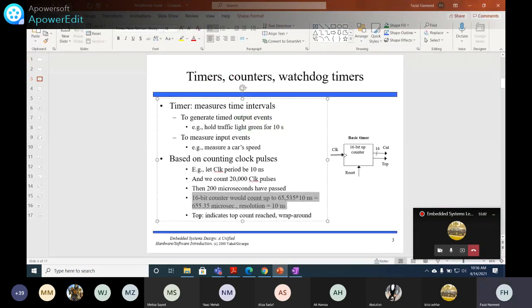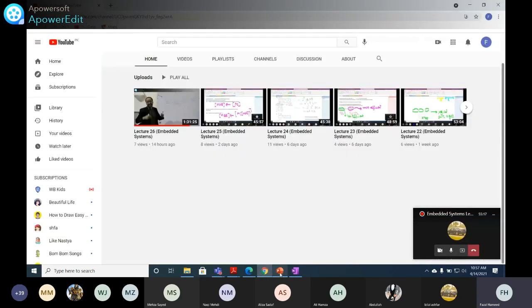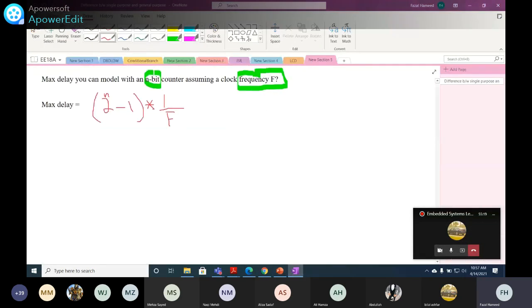Okay? Now there is also a signal, top. Top indicates when the top count is reached, and it wraps around. So when the top count is reached and it wraps around, it means that it is again reset. Now let's assume we have a 4-bit counter.